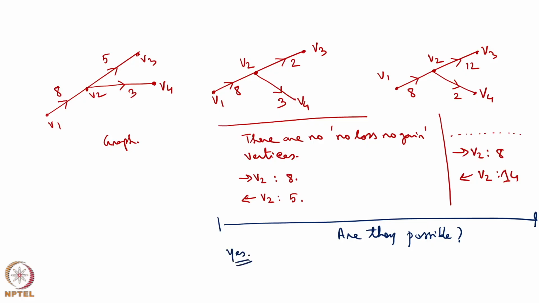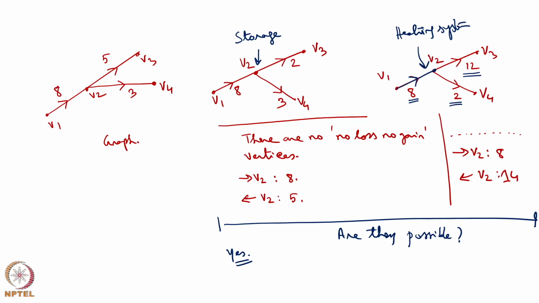For example, at V2 some storage system is developed. So, what comes in is more and what goes out is less, and here imagine V2 as a heating system. Just giving an example, 8 units of water goes in, gets heated up, and the water that goes out is 12 and 2. So, these are possible.